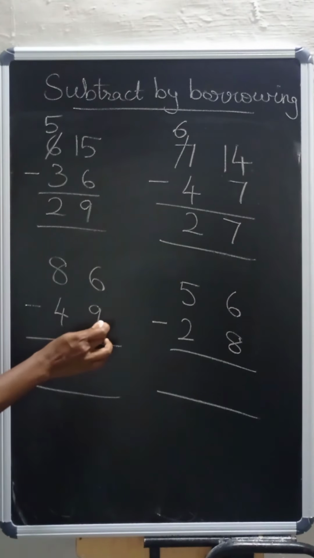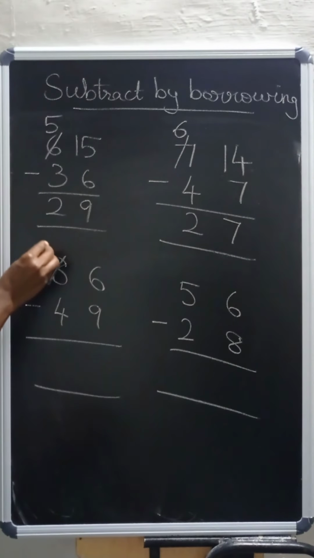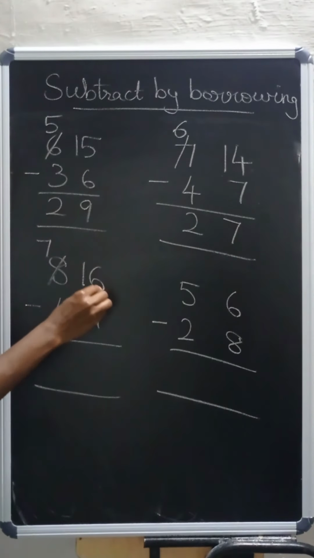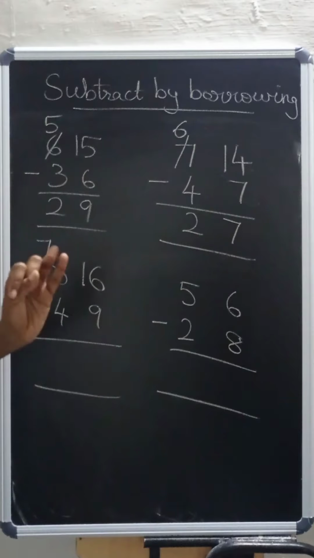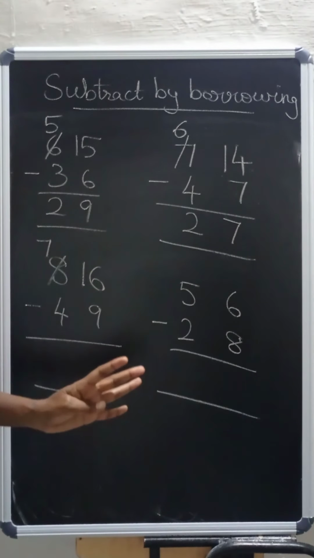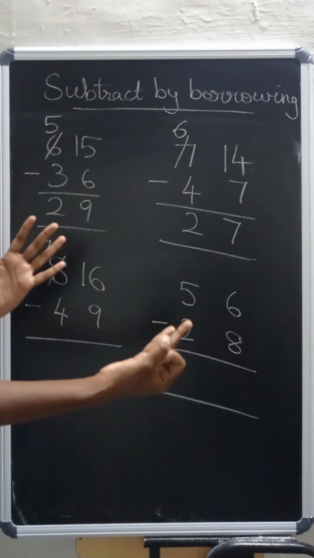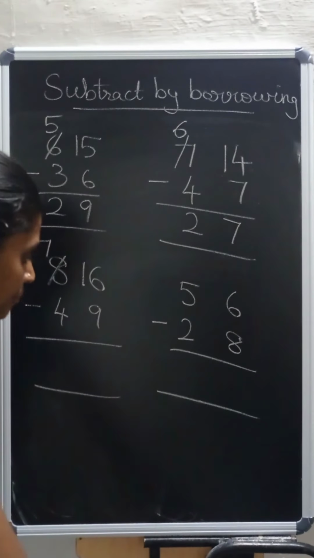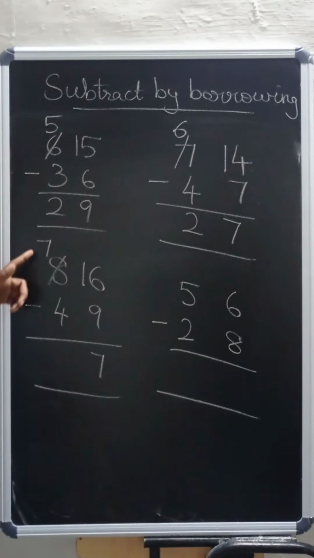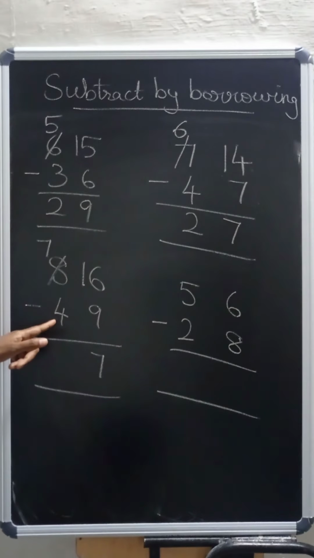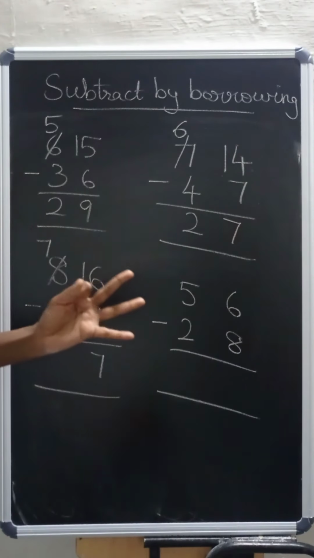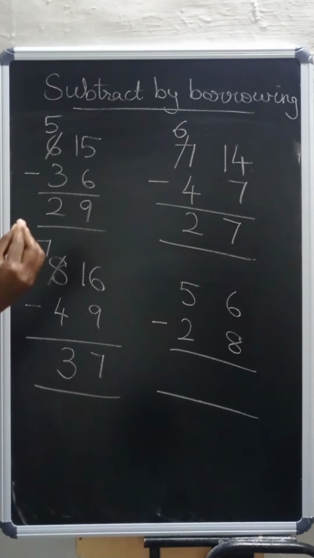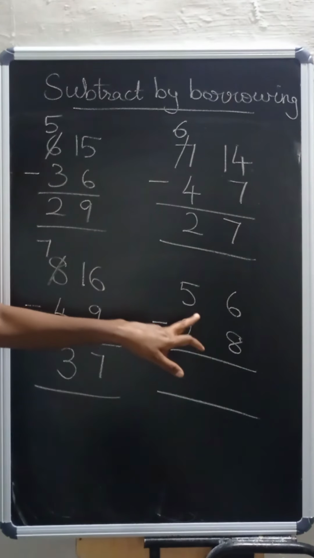Next, 86 minus 49. Now I cannot subtract 9 from 6, so I am borrowing from here. 8 becomes 7 and 6 becomes 16. Now count after 9 till 16. After 9, 10, 11, 12, 13, 14, 15, 16. So 7 fingers. 7 is your answer. Now 7 minus 4. Count after 4 till 7. After 4, 5, 6, 7. 3 fingers. So 37. Next.